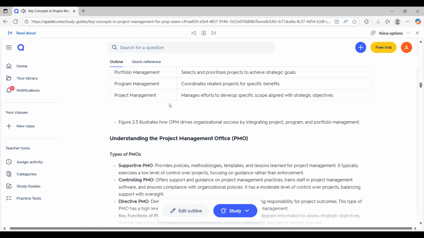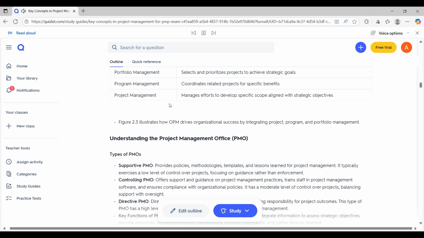Understanding the Project Management Office, PMO. Types of PMOs. Supportive PMO provides policies, methodologies, templates, and lessons learned for project management. It typically exercises a low level of control over projects, focusing on guidance rather than enforcement.